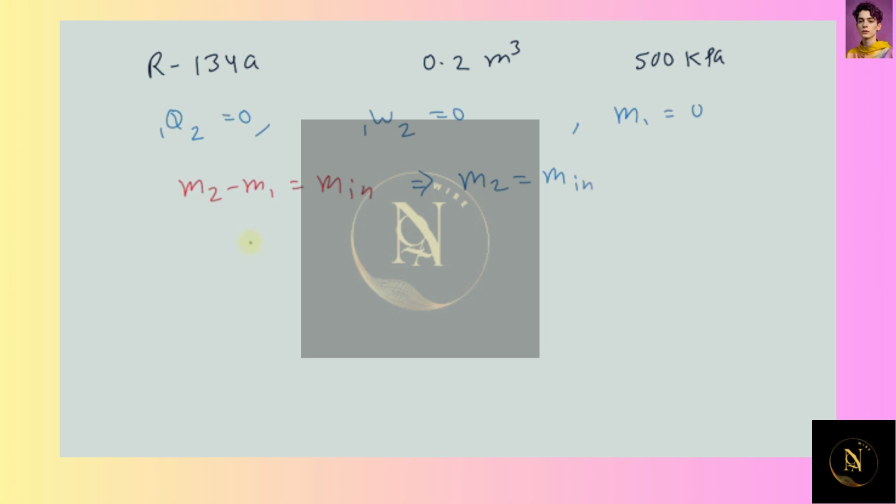Now let's apply the energy equation. So we can write m2u2 minus m1u1 is equal to m in into h'. Since m1 is equal to 0, therefore we can write m2u2 is equal to m in into h', and since m2 is equal to m in, therefore we can write u2 is equal to enthalpy h'.